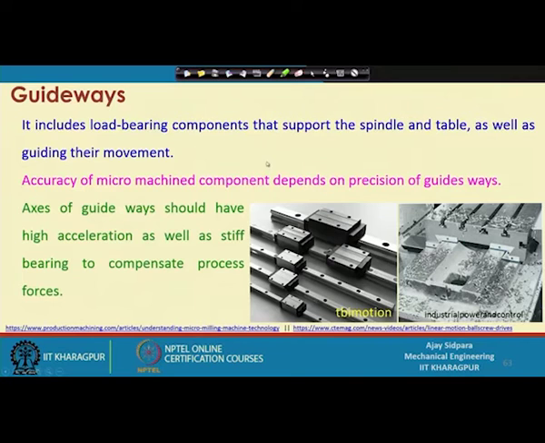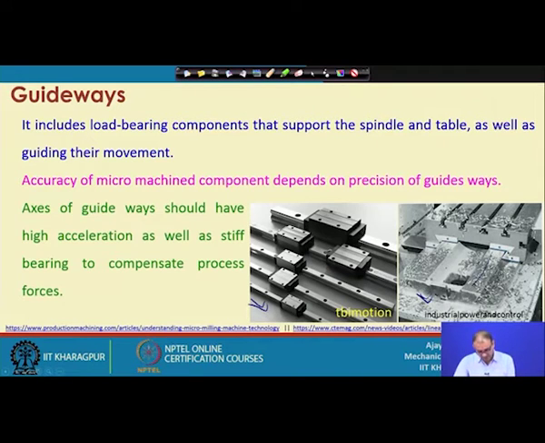So, in the last class we have seen this slide where we have two different types of guideways. These are called the linear guideways and these are called the box type guideways. We will go through both the types, and how they are useful and not useful, in terms of advantages and disadvantages of both cases. And we have seen that these take the load of the component or the workpiece which we are putting.